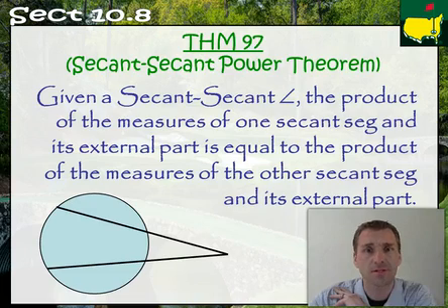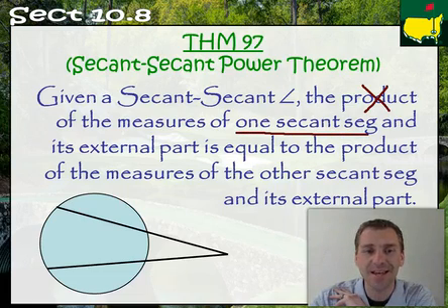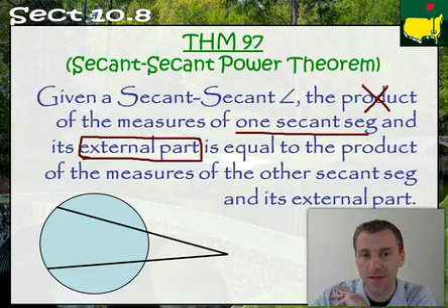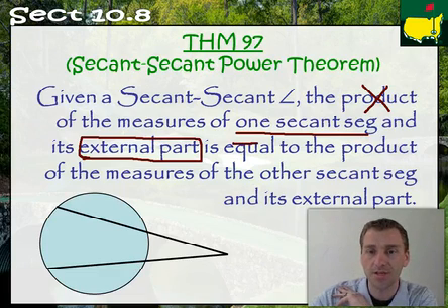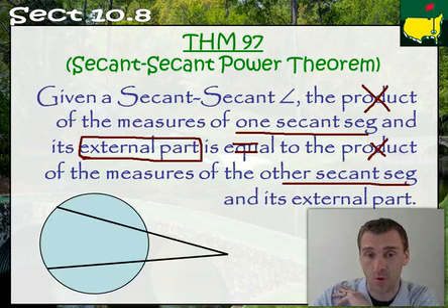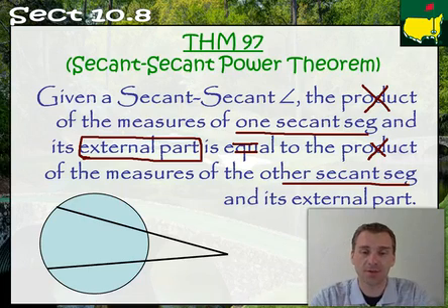Here we go. Look at all the words of this. Holy moly. So it says the product, meaning multiplication, of the measures of one secant segment and its external part. So one whole entire secant segment and its external part is equal to the product, meaning multiplication, of the same idea with the other secant segment. That should say the other entire secant segment. Same thing up here. This should say the measure of one entire secant segment, the whole thing, and its external part. I wish I could type that in there. You should write that.